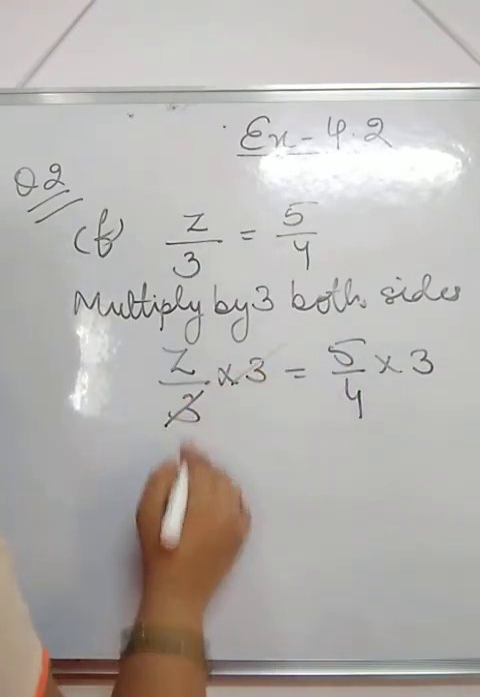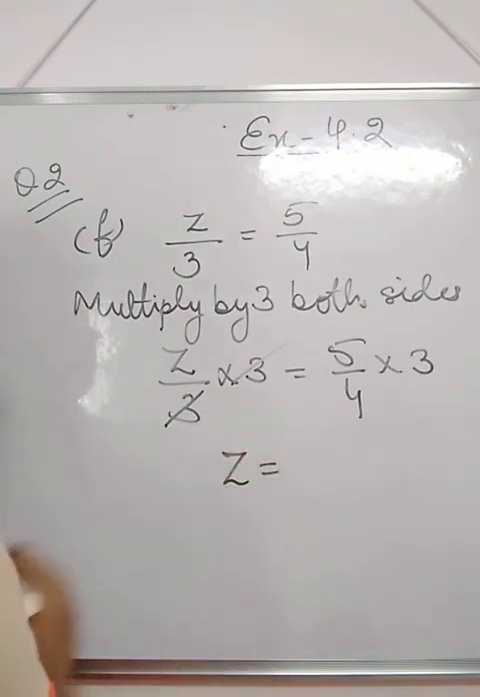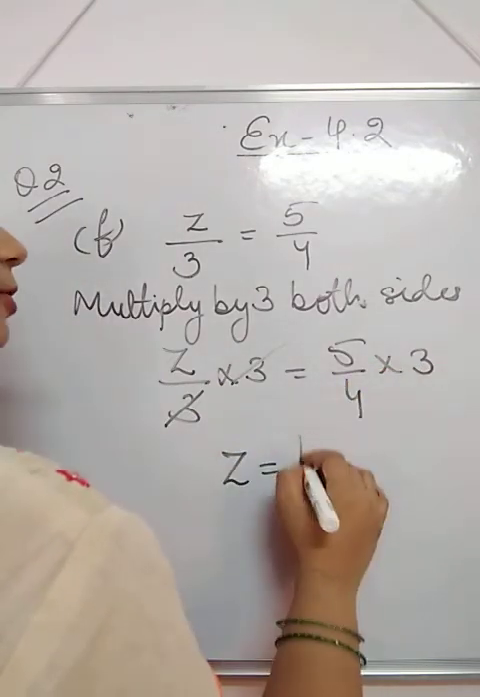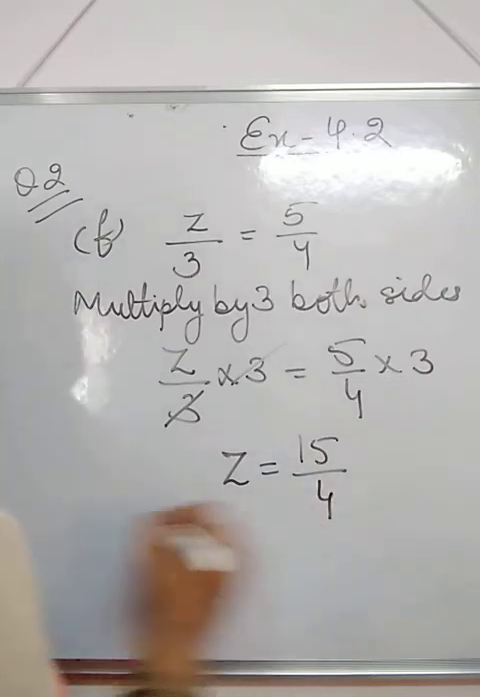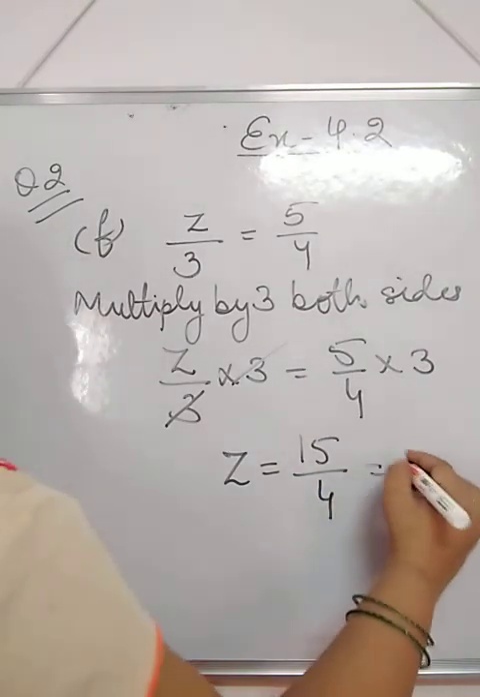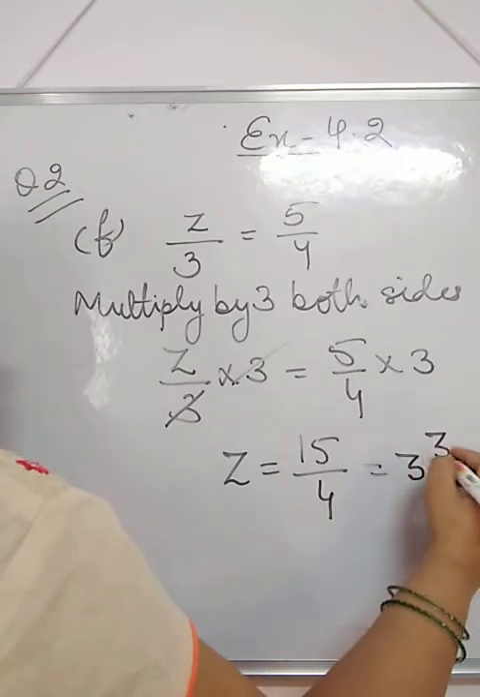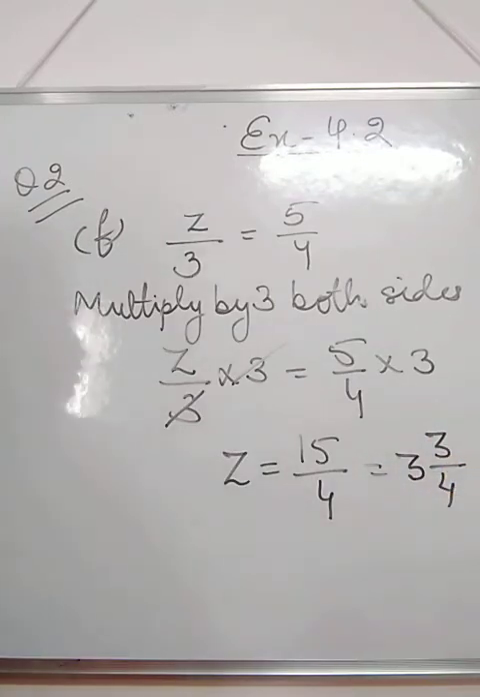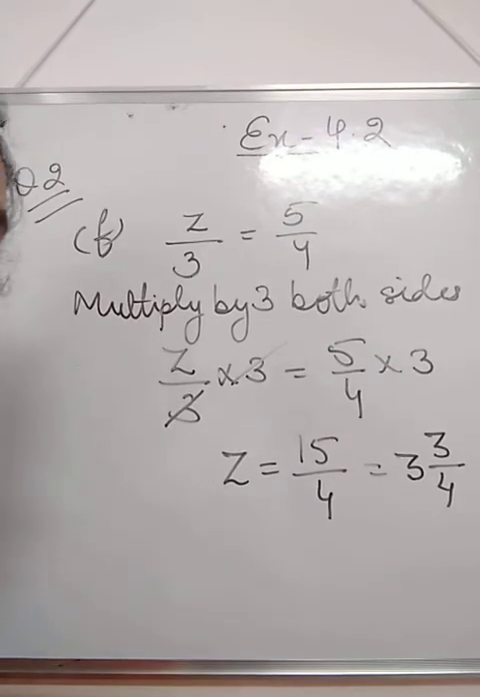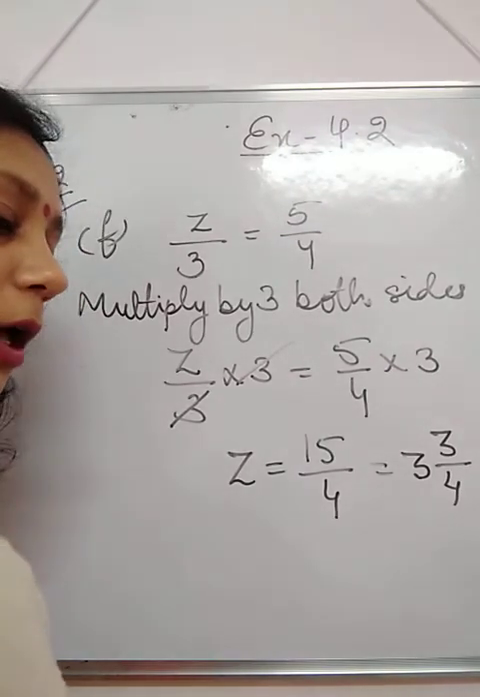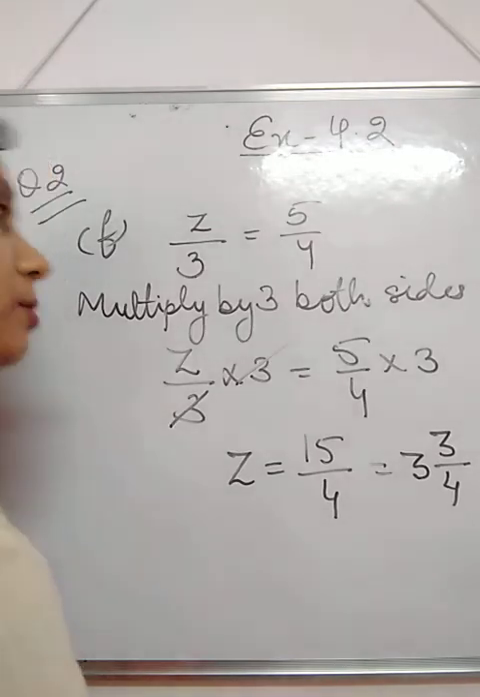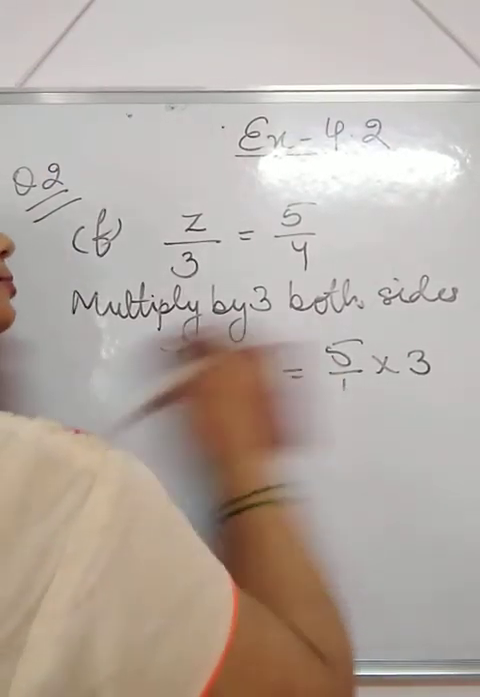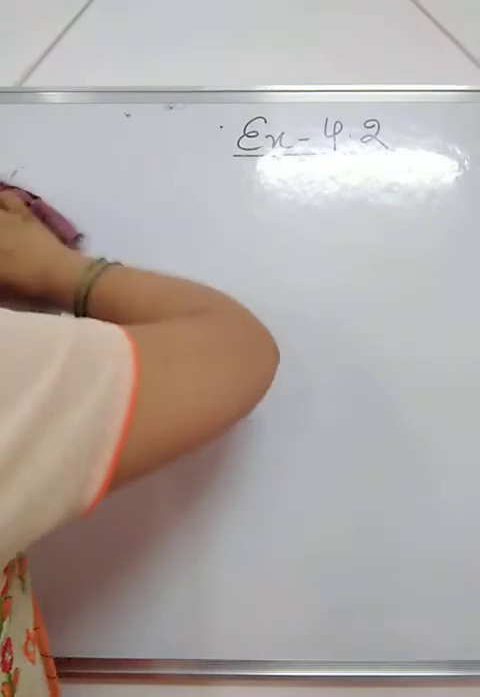This 3 is cancelled with this 3. What is left here? z. Now 5 threes are 15 upon 4. So 15 upon 4 is the solution of this equation. Okay. Now in this manner you can do the rest of the parts of this question.